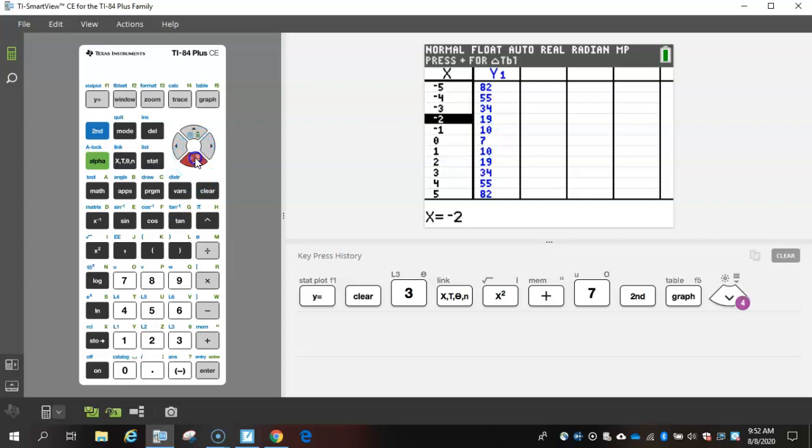But let's say your table started at 0. You would only be able to see 1 value for 82, 1 value for 34, and then the 7. So make sure when you're doing this, just to kind of scroll through your table, to make sure that it doesn't repeat like this.